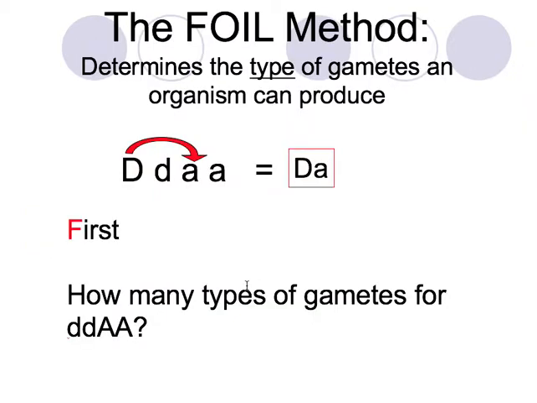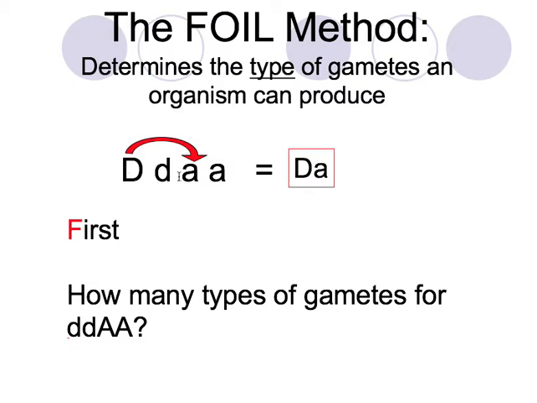Let's take a peek. The easiest way is called the FOIL method. And I know this reminds you of math, because it works the same way that foiling works in math. So first, you are literally doing the first. You take the first letter of the first trait and the first letter of the second trait. That's your first gamete. Okay, so we want to know how many gametes we can get. Oh, we'll do that one in a second. I don't know why I left that one up. Sorry, I'll come back to that one.